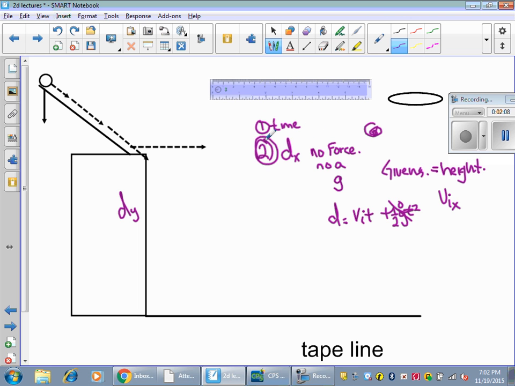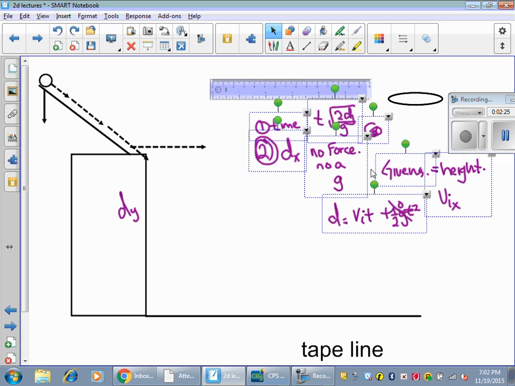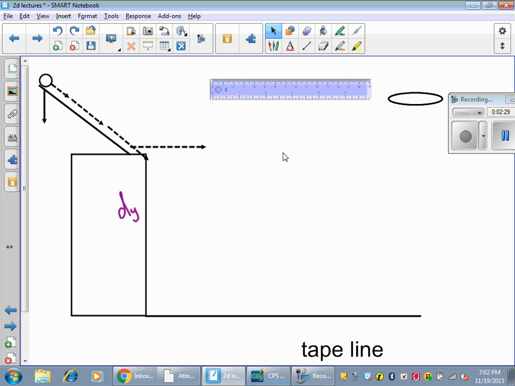Remember yesterday, the time equation was the square root of 2 times your height divided by g, or just 10, right? Be very, very careful with that. This is the information that you need to know, okay? So first we're going to do time, and then plug that time into the distance equation.